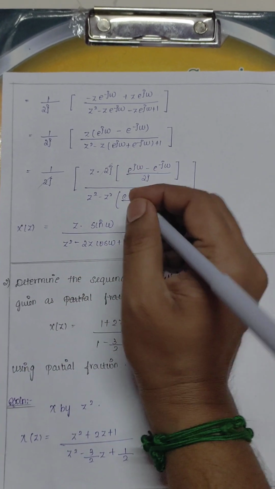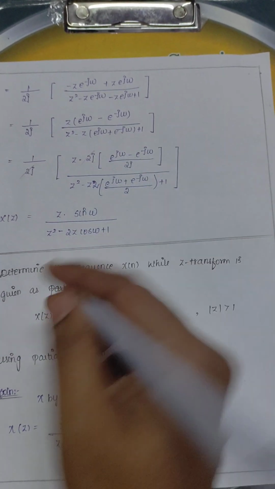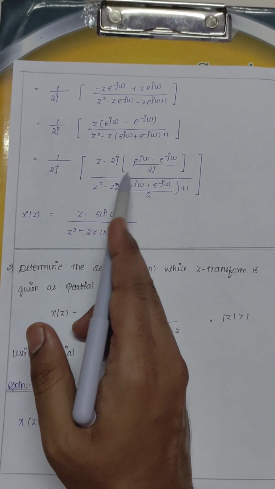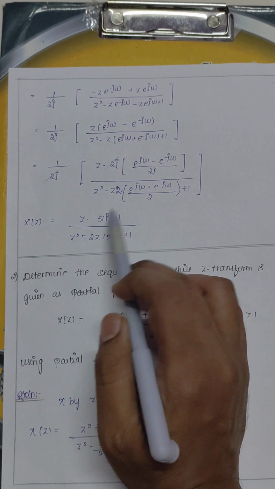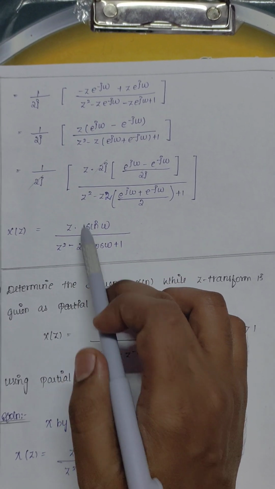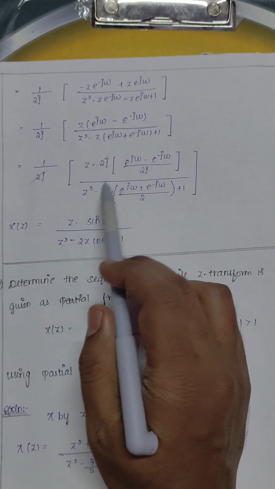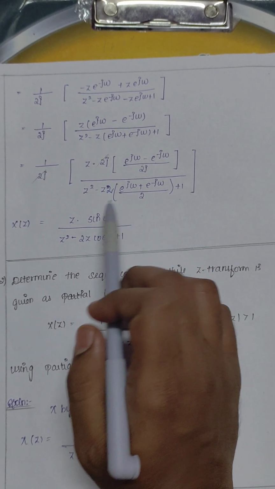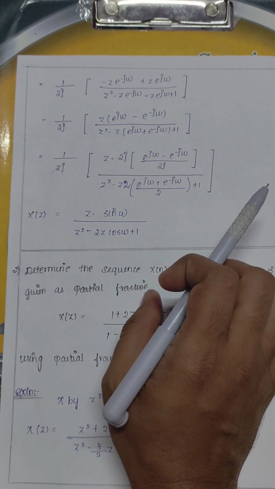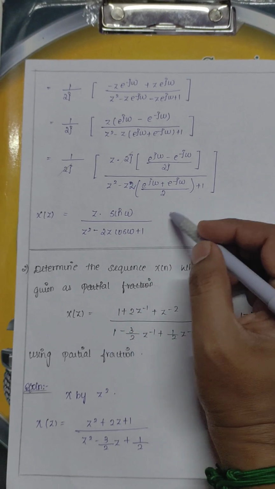Next step, which is equal to, 2j gets cancelled, this becomes sine, so z into sine omega divided by z square minus 2z, this full term is cos omega, plus 1. Therefore X of z is equal to z sine omega divided by z square minus 2z cos omega plus 1. This is the answer for X of z.